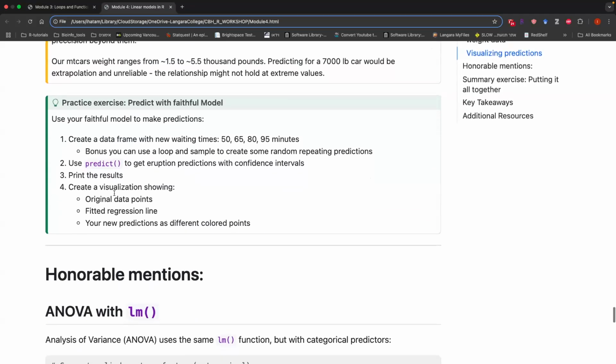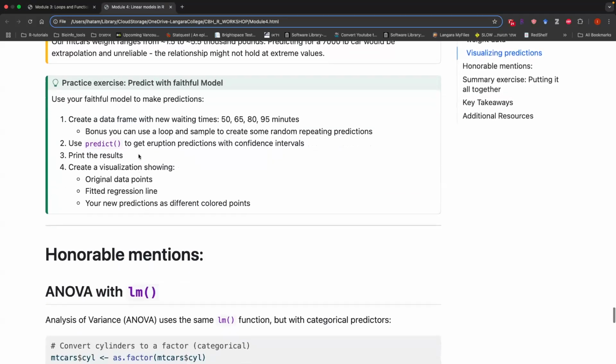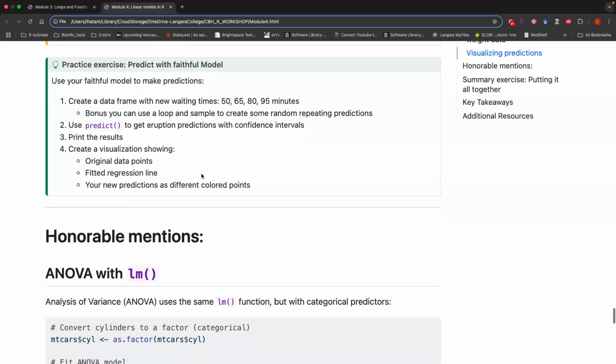So you already did that. Now let's do the visualizations. I want you to create a visualization showing your original data points, your fitted regression line, and your new predicted points for 50, 65, 80, and 95. I want them to be different color points, and add the error bars as well.